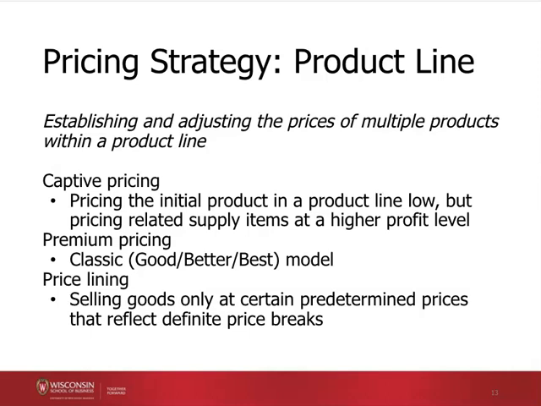If you already have captive customers, you can price where they're purchasing something that's priced relatively low, but there are other related items that are more expensive. Good, better, best pricing is often called premium pricing, or what's called price lining, where there are specific price breaks for different kinds of goods.